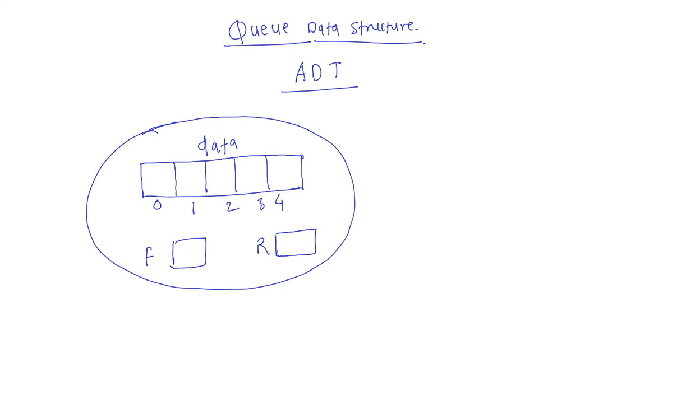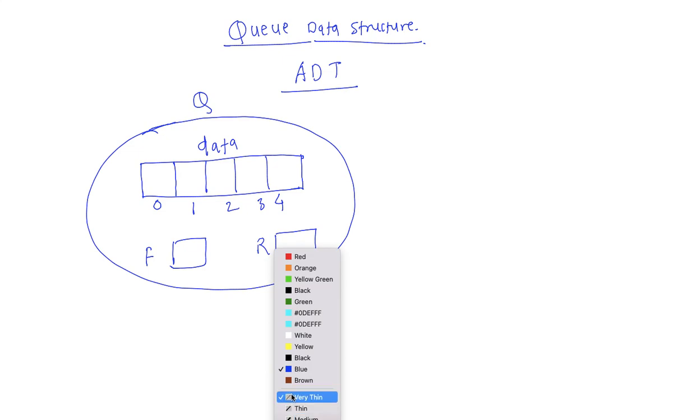This complete structure, or this complete object, we'll be calling queue. So we'll be using a structure data type, or the structure concept, to build this object. We'll be using structure to create this abstract data type. This object is called an abstract data type. It's called queue. This complete object, including this data array, this front and rear, is called queue.